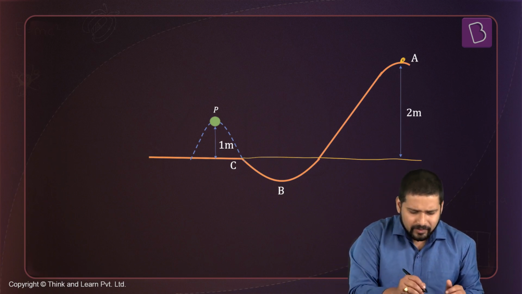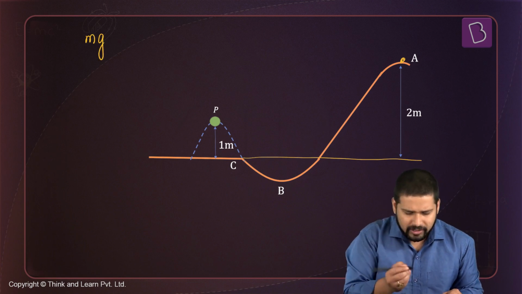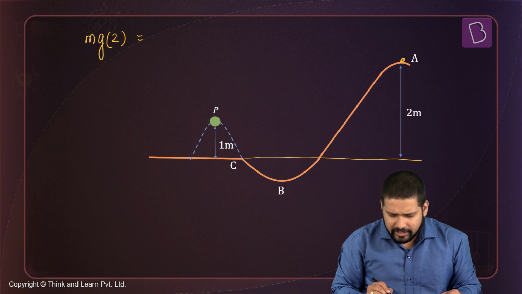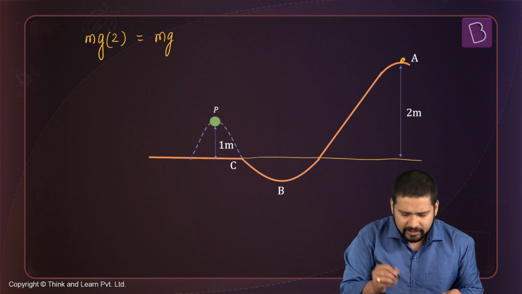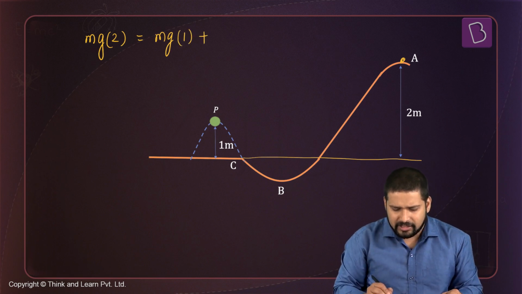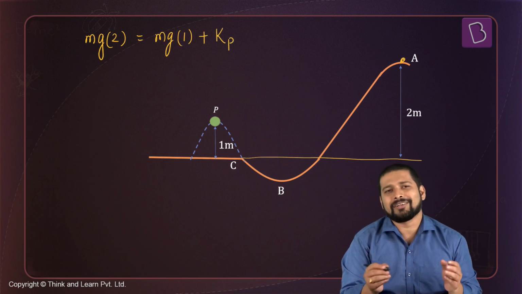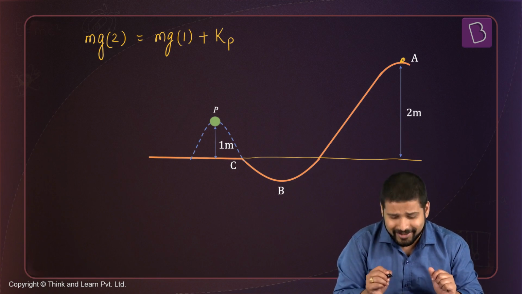So I can write at point A, mgh, where h is given as 2 meters. So mg times 2 is equal to the potential energy at point P, which is mg and the height is 1 meter, so mg times 1, plus the kinetic energy at point P. I'm not writing kinetic energy at P as half mv square because we don't have to find the velocity, we just have to find the value of kinetic energy.